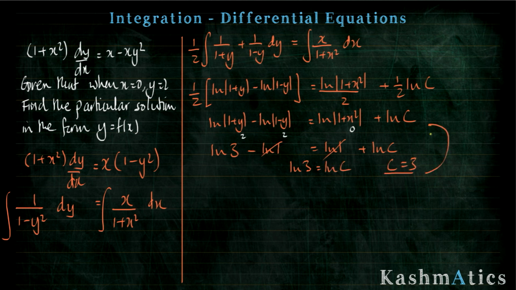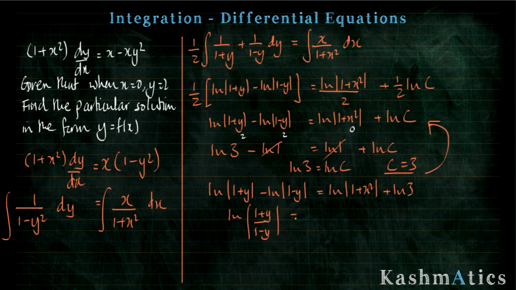Now what I can do is I can plug all of that back into this line over here. So what I get is ln 1 plus y take away ln 1 minus y equals ln 1 plus x squared add ln 3. And I can combine these logs to give me ln 1 plus y over 1 minus y equals ln of 3 times by 1 plus x squared, which means 1 plus y over 1 minus y is equal to 3 plus 3x squared.